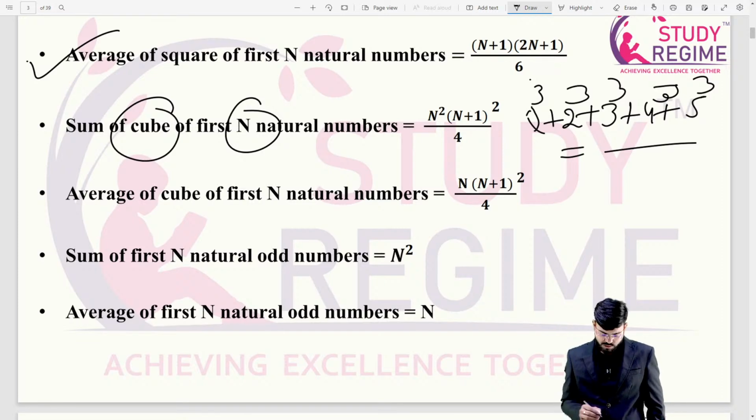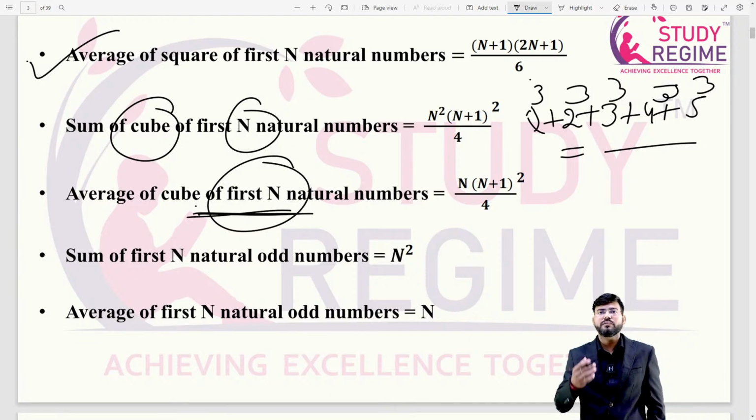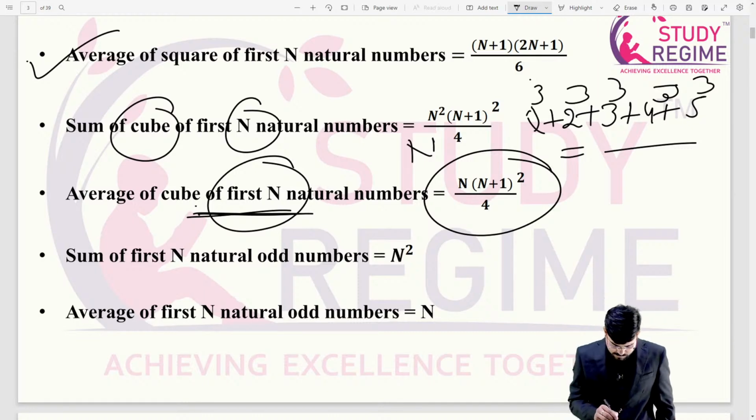Now if you find the average of the cubes of the first n natural numbers, again the important word is first, you will divide it by n. So n from the numerator and n from the denominator cancel out, and you will get the formula n into (n plus 1) whole square by 4. So we have completed up till now.